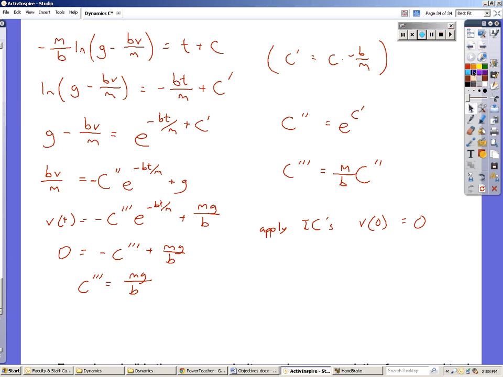And we will write our expression for v of t is equal to mg over b times 1 minus e to the negative bt over m. If we graph that, it's a lot like what we got 2 slides ago when we qualitatively sketched the graph.